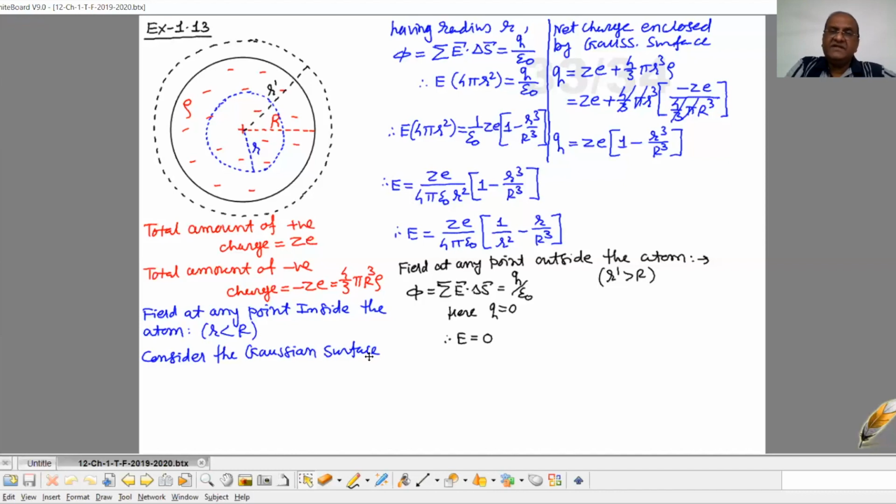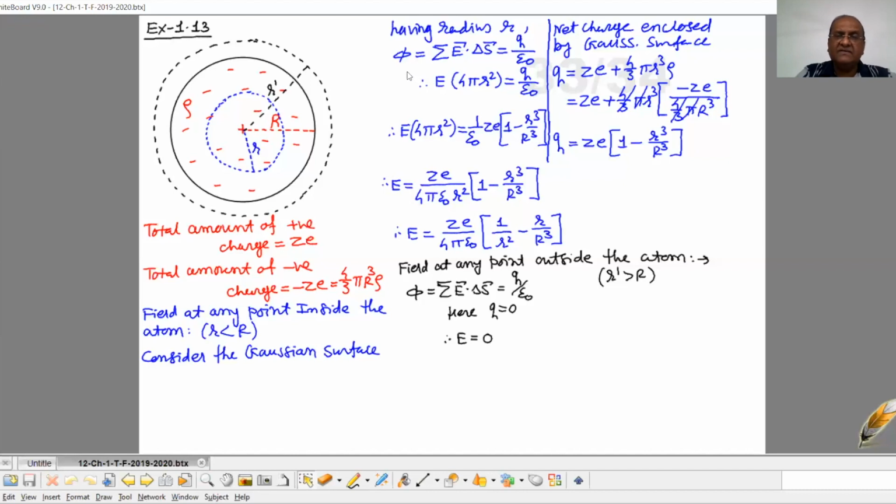Now let's consider first the field at any point inside the atom. Consider the point which is situated at distance small r from the center of the atom, where small r is less than capital R. Now consider the Gaussian surface, that is a spherical one with radius equal to small r.